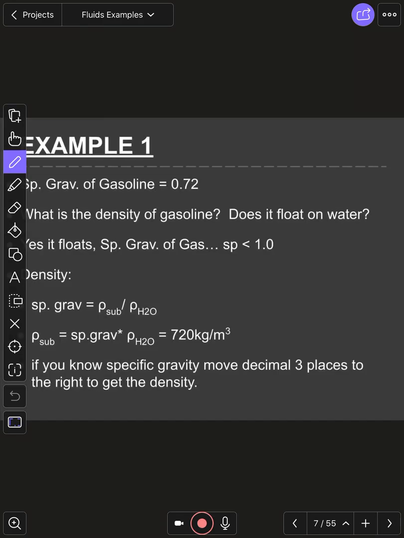All right, so specific gravity of gasoline is 0.72. This asks a ton of questions, but I just want to talk to you about that idea of specific gravity quick. If it's 0.72, it tells me that 72% is going to fall below the line. So it's going to fall below that water line.